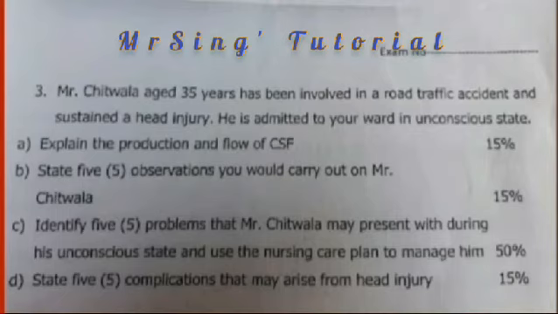Then question B is saying, state 5 observations you would carry out on Mr. Chitwala. So the observations that we need to carry out on Mr. Chitwala are, first, the main important thing, the vital signs. It is very important that we take all the vital signs for this patient. We need to assess the breathing pattern.